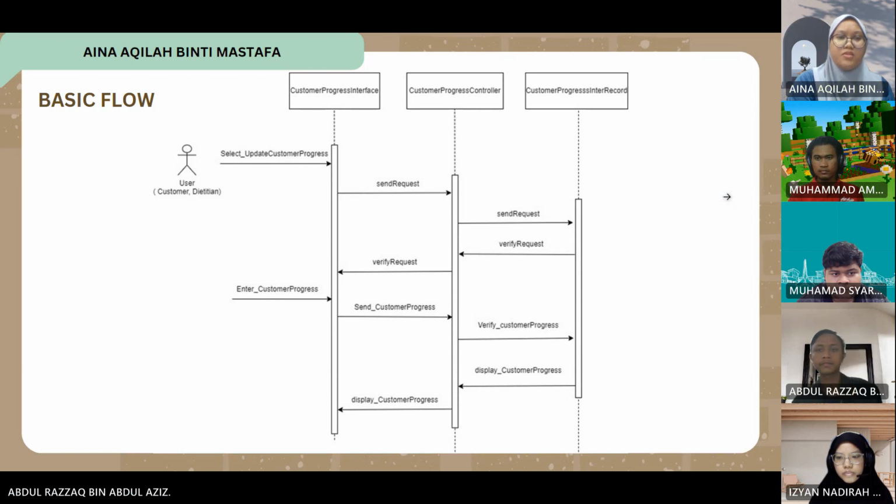When the user, the dietitian, selects the customer address and sends the request to the controller and the record. After that, it will verify the request from the record to the controller and the interface. After that, the dietitian will enter the customer address to the controller and the record. After that, it will display the customer address from the controller to the interface.